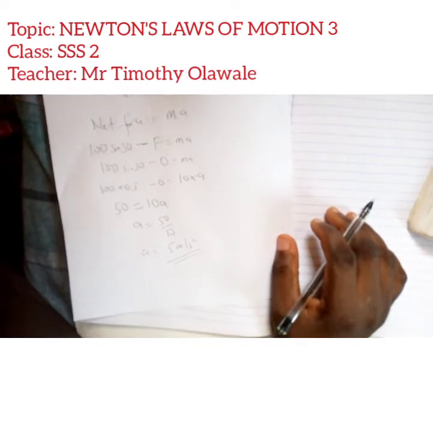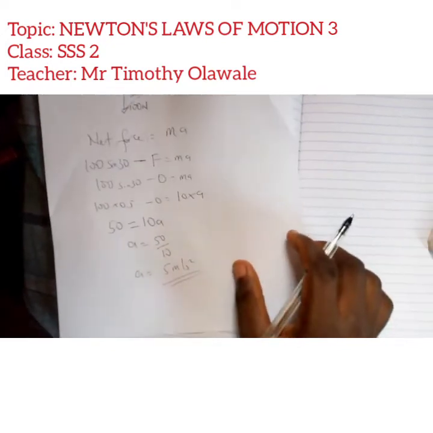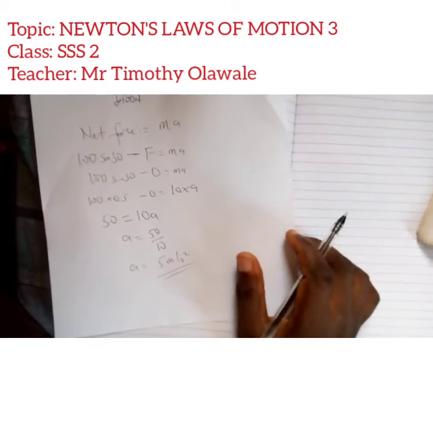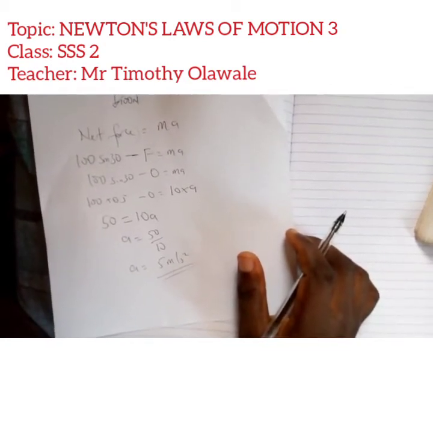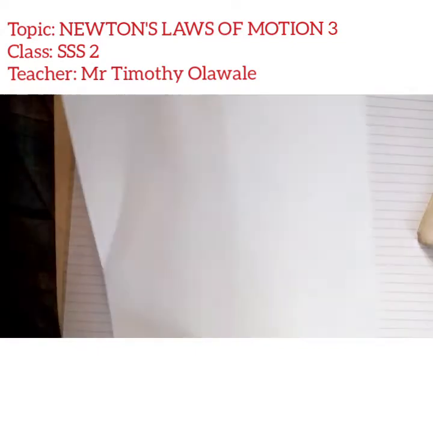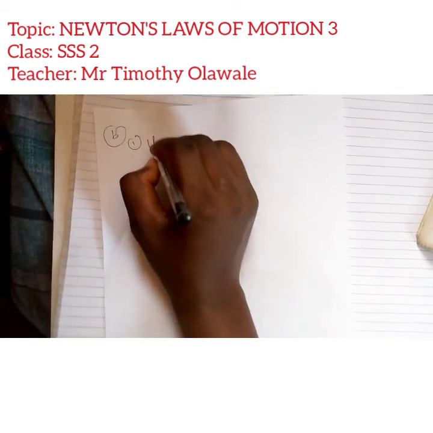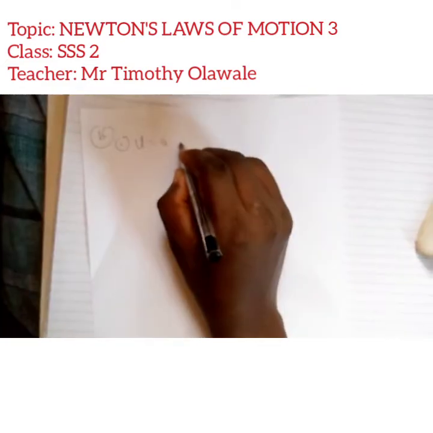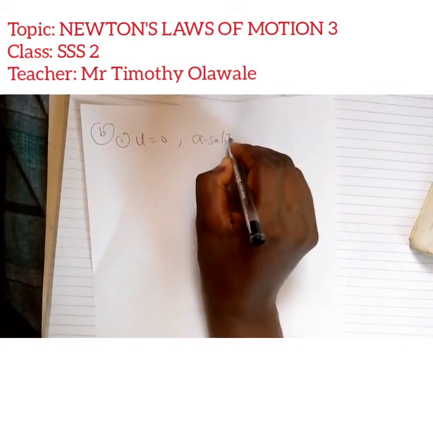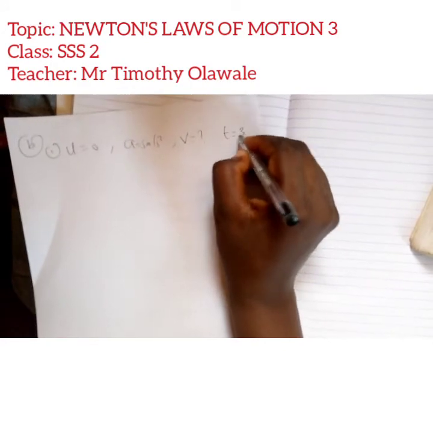Now the next question asks for the velocity attained after 3 seconds if it starts from rest. That's equations of motion. If it starts from rest, it means u equals 0. Remember that our acceleration is 5 meters per second squared. We are looking for the final velocity, and the time is 3 seconds.